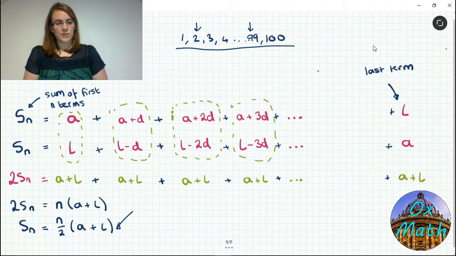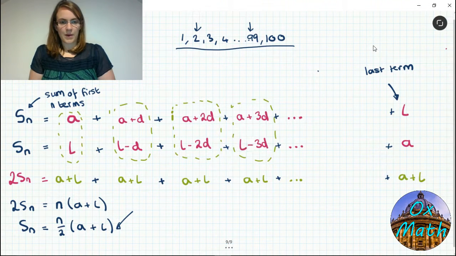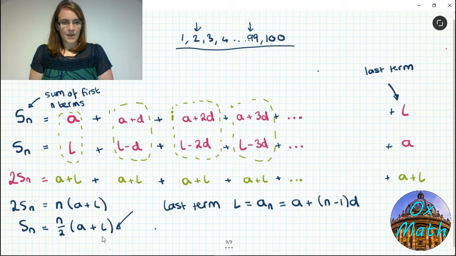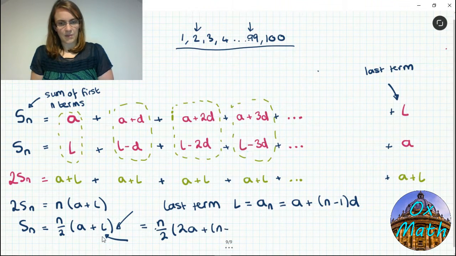And you may actually see this formula written in a slightly different way, because remember, our last term was what we meant by L. And if we are summing the first n terms of a sequence, our last term is actually equal to our nth term, which is a plus n minus 1 d, from our definition earlier of the arithmetic sequence. So we can actually substitute in a plus n minus 1d for our L here, which would give us n over 2 times 2a plus n minus 1d. So you may have seen it written in either of those forms.